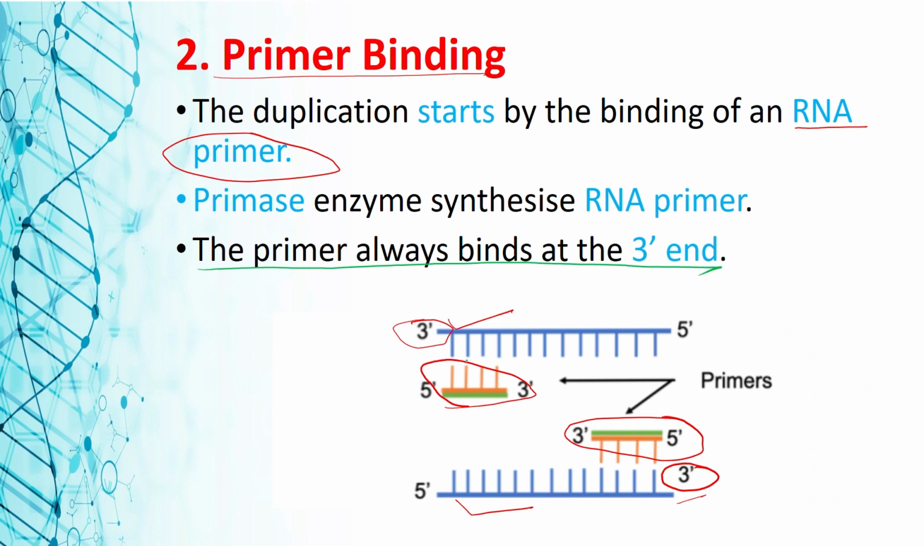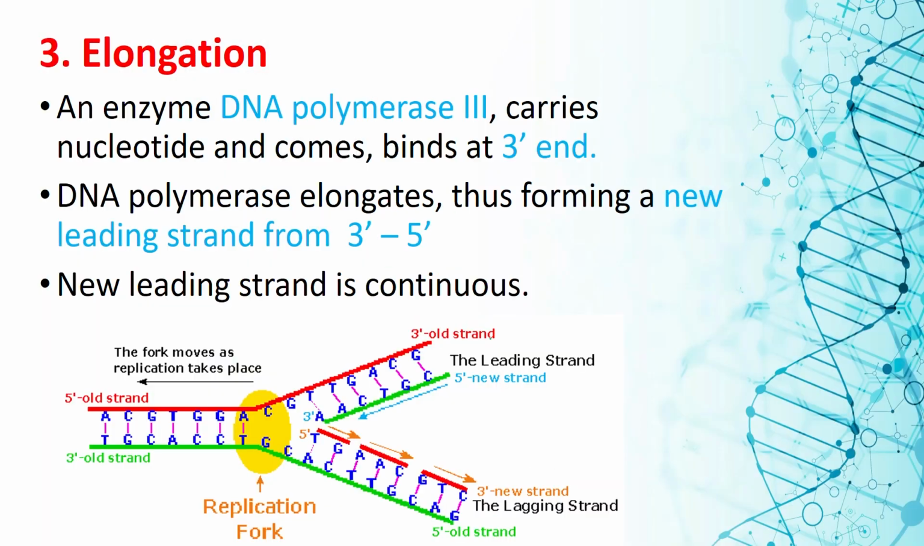So after the binding of the primer, the replication starts from the 3' end. So the next step is elongation. After the binding of the primer, what should happen?